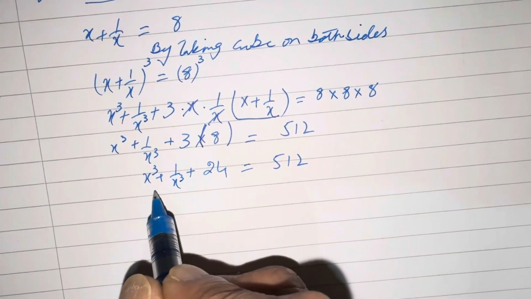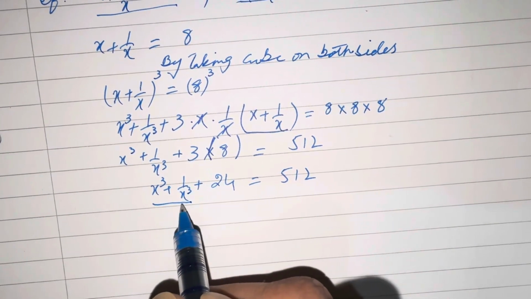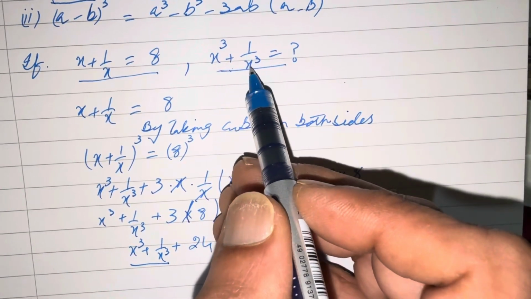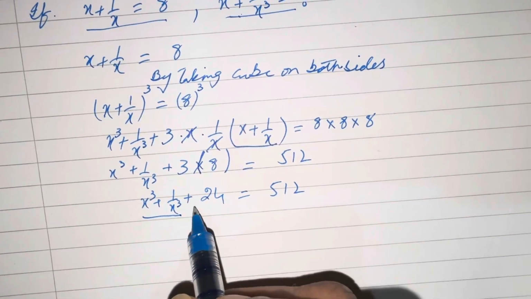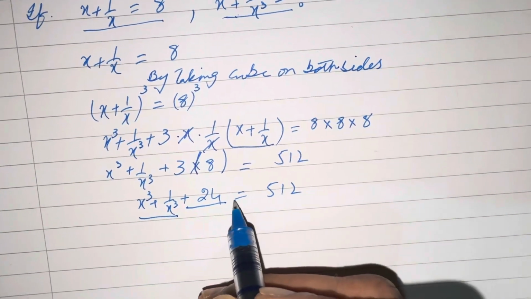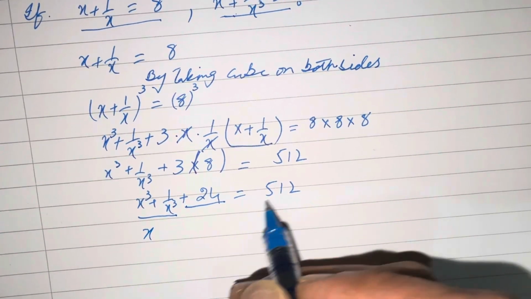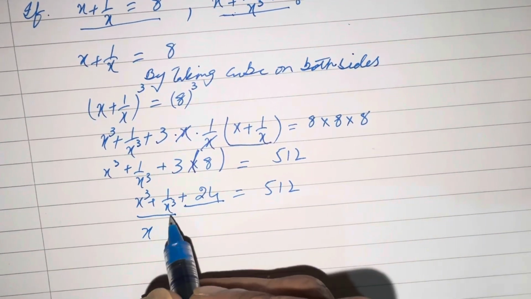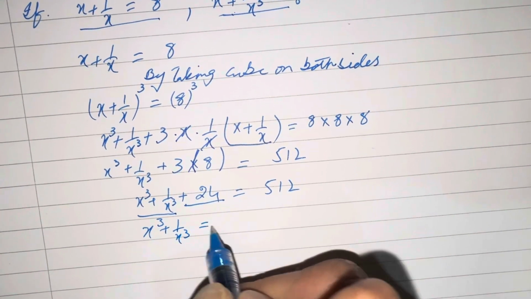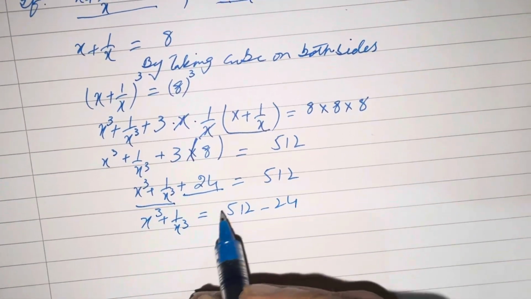Then what we have to find? We have to find the x cube plus 1/x cube as given over there. Find the value of x cube plus 1/x cube. So ये 24 इसके साथ जो है वो एक्स्ट्रा है और प्लस हो रहा है, इसको इक्वल्स के दूसरी साइड पे लेके जाएंगे, then it will be subtracted from the 512 on the other side. So x cube plus 1/x cube is equals to 512 minus 24.